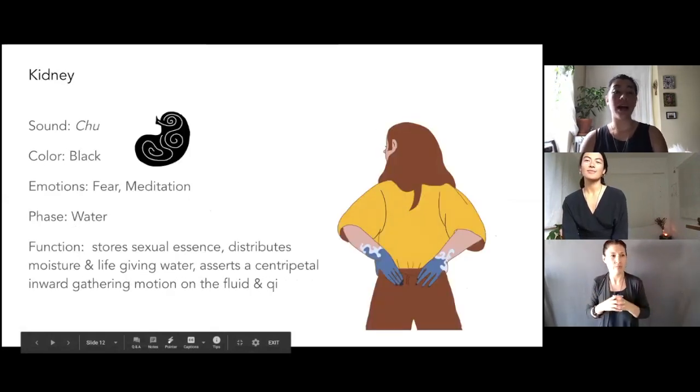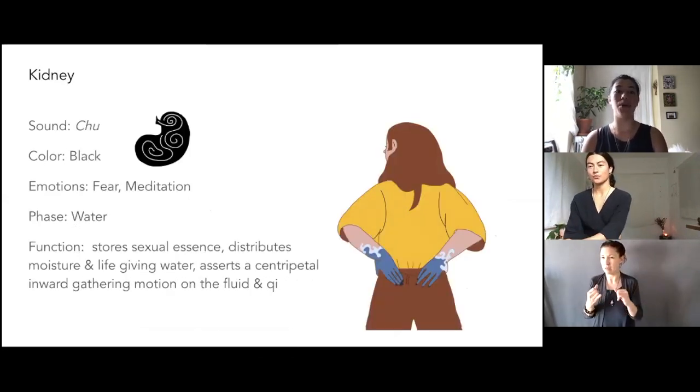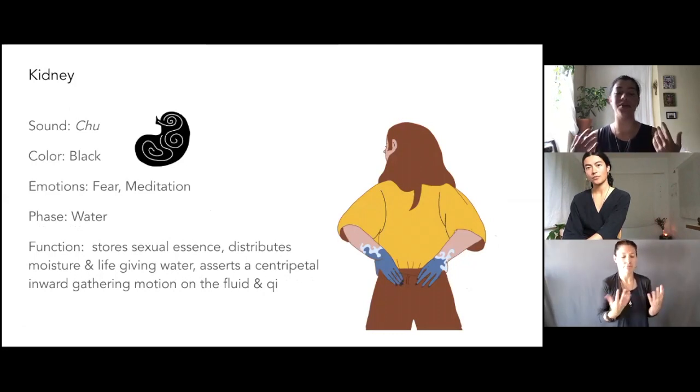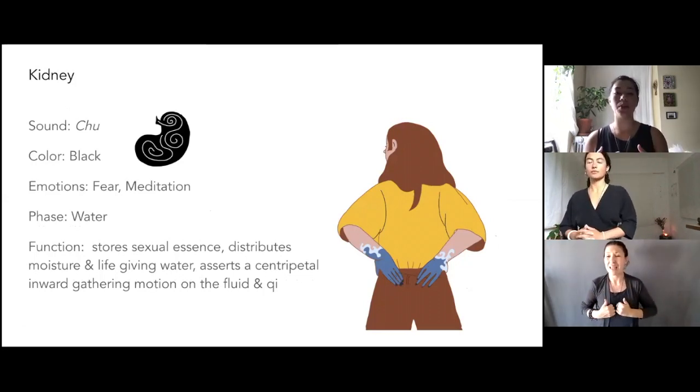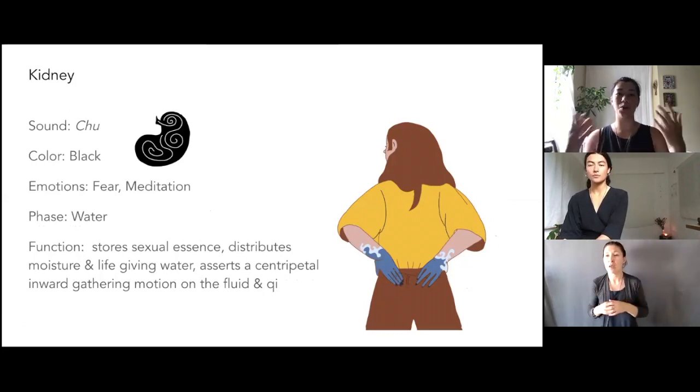And then the last healing sound that we have is for your kidneys. The sound is tr. The emotions here are fear, which then when it is complete is meditation. And the kidneys are associated to the phase of water, the water being associated to moisture, so life-giving essence, sexual essence. And with this one, we'll be asserting that sort of centripetal motion of moving fluid and qi through the body.